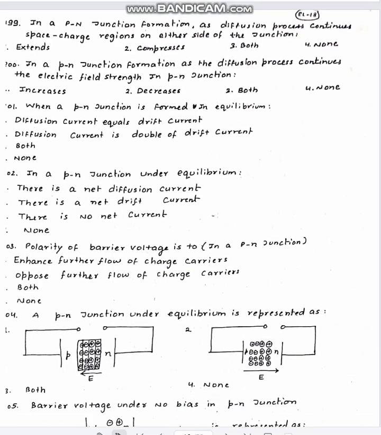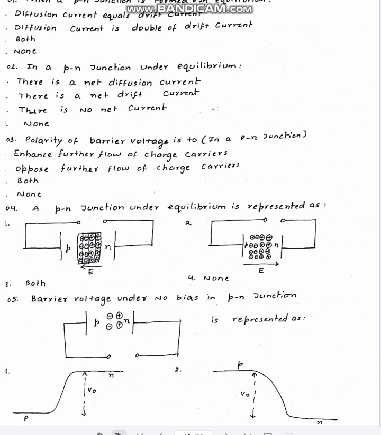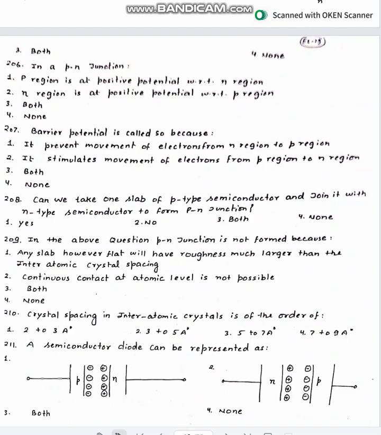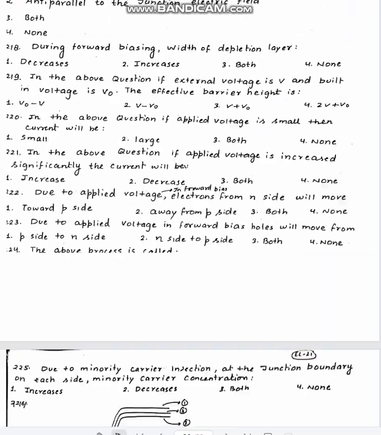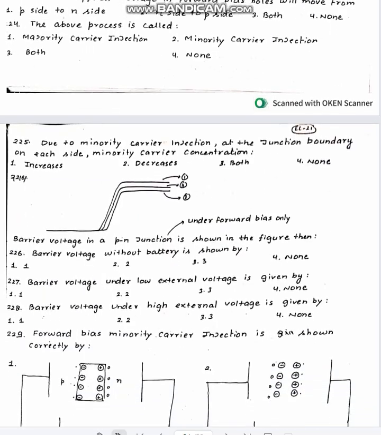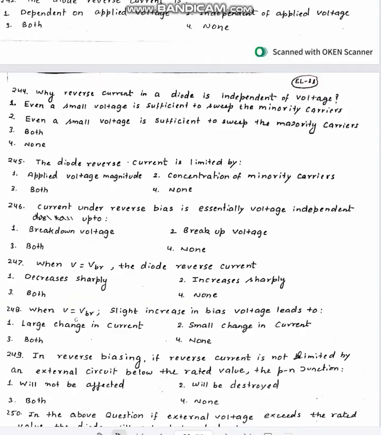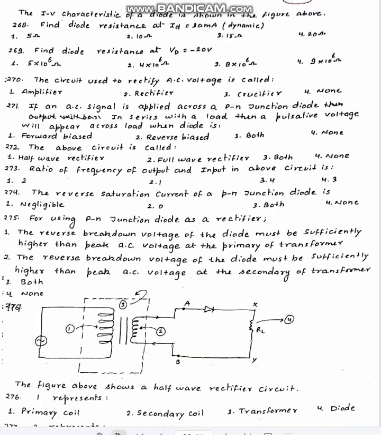Then equilibrium conditions of p-n junction. Then we have questions based on graphs of barrier voltage and representation of p-n junction under equilibrium. Then we have questions based on p-n junction diode, then biasing of diodes, graphs under biasing, forward biasing, reverse biasing. Then we have some theoretical questions based on that. Then characteristics of diodes, then p-n junction, dynamic resistance.